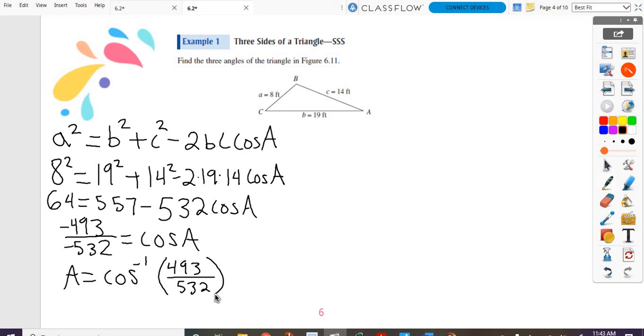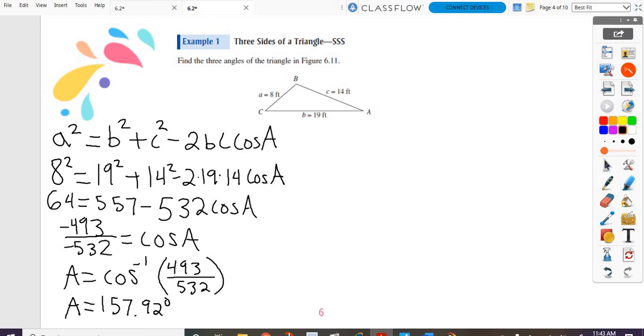And what do we get? 22.08? Round to 2 decimal places. 22.08 degrees. We get the same thing, different thing? I got 22. Right. Yeah, that's what I got too.